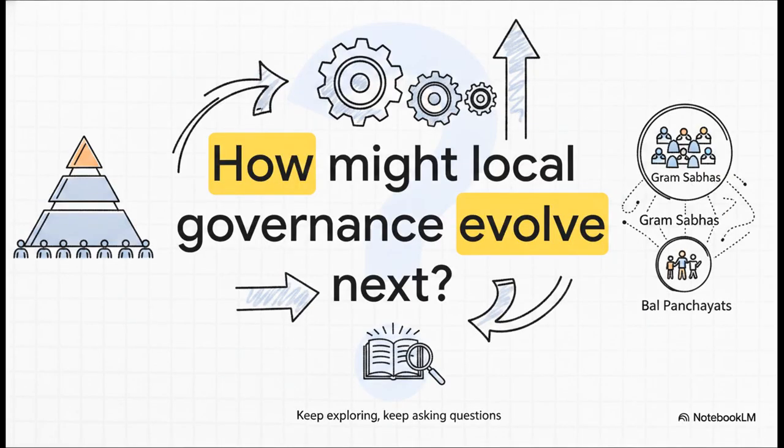So the crucial point we should all take away from this chapter is this. If an ancient text brilliantly envisioned this tiered structure 2,300 years ago, how might our local governance continue to evolve in the next century? As we face entirely new, unpredictable challenges in this modern, hyper-connected world, how will the Gram Sabhas and Bal Panchayats of tomorrow adapt to serve their people?